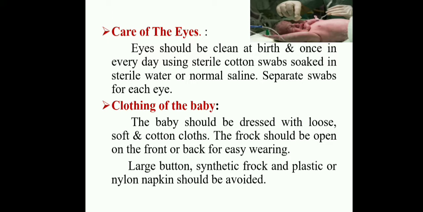From the inner canthus to the outer canthus. That is very important, cleaning of the eyes. Okay, and the next one is clothing of the baby.